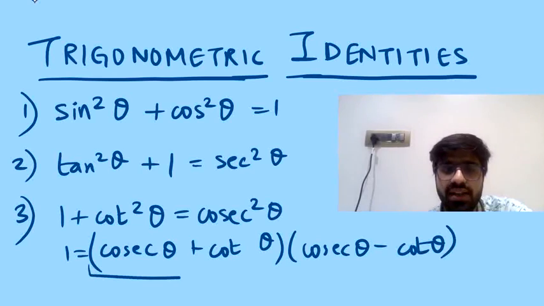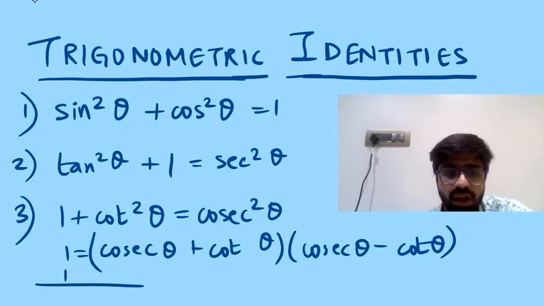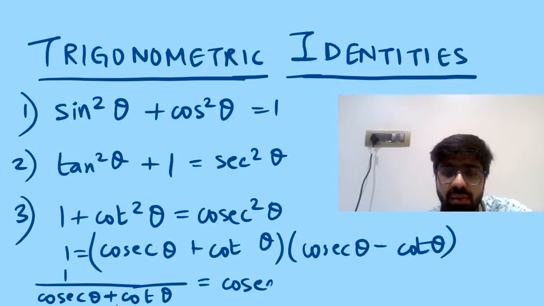Take one of the two brackets on the left hand side. Let's say I am taking this bracket on the left. So we will have 1 upon cosec theta minus cot theta, 1 upon cosec theta plus cot theta equal to cosec theta minus cot theta.